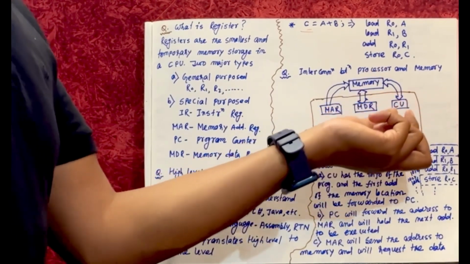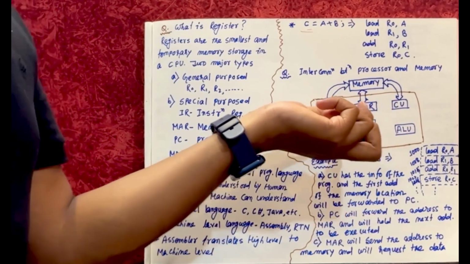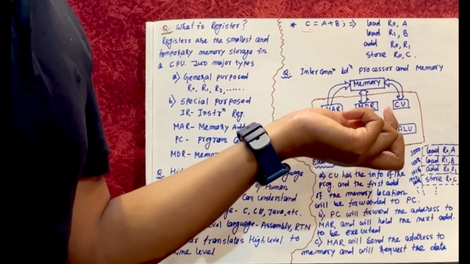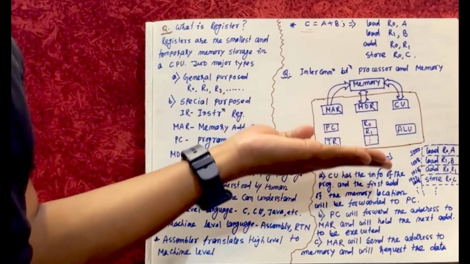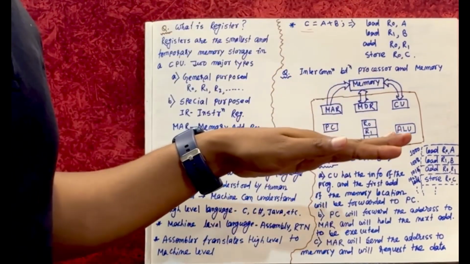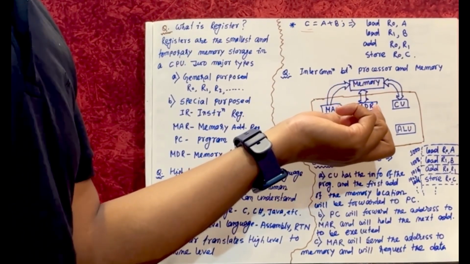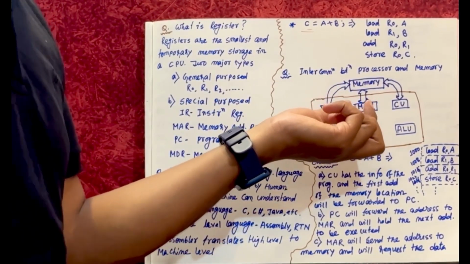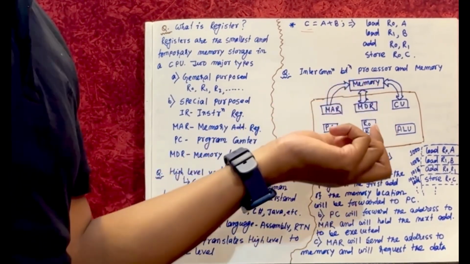So what is CU? We already know. What is ALU? We already know. What is MDR? MDR is the special purpose register which is responsible to transfer data either from CPU to memory or from memory to CPU or in any other registers. MDR will be holding the actual data and it will transfer the data. It can transfer the data to memory, and it can take from memory to CPU also.